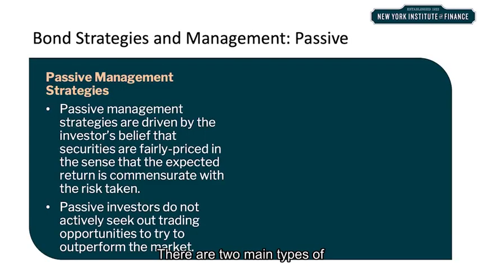There are two main types of strategies in bond management. Passive management strategies are used by investors who believe that bonds or other securities are fairly priced and the return they receive is fair compensation for the bond's risk. Passive investors don't actively seek out trading opportunities. They tend to buy and hold bonds to maturity and maintain a stable level of duration in their portfolios.